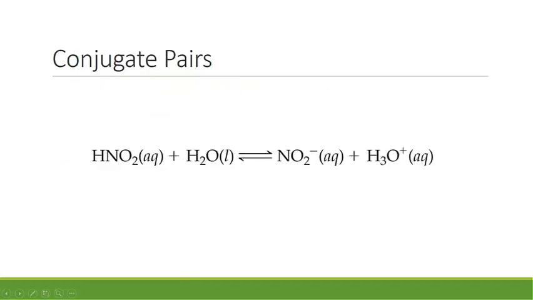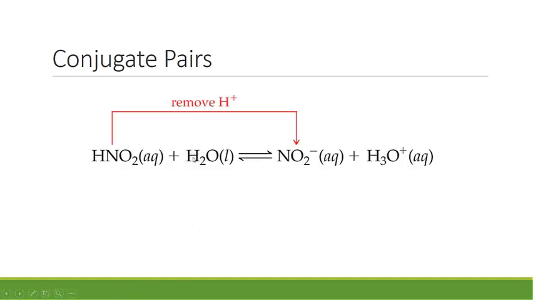Let's look at a couple examples of this. In this reaction, we have HNO2 plus water. They give us NO2 minus and the hydronium ion. So let's look at what HNO2 is doing. It becomes NO2 minus, so it is losing, or giving up, its hydrogen ion.